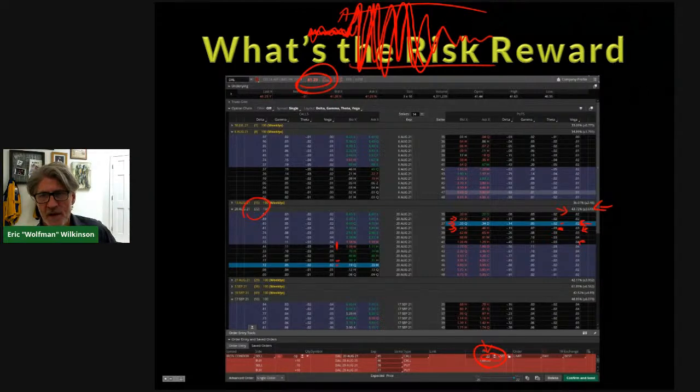Does that make sense? But only, so if I were going to do a long Iron Condor, my thought process going into it is like, it's ready to pop or drop. I don't know where it's going to go, but it's ready to pop or drop. Okay. That makes sense?